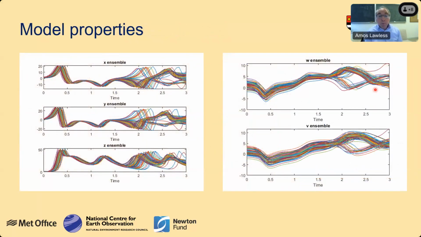Looking at just the model properties, this is an ensemble of the model systems over 3 time units, for the atmosphere variables on the right and the ocean variables on the left. And what we see is after about 1.7 time units, things begin to get very chaotic. So in order to test these methods, we're going to test over 2 long time windows: the whole period of 1.5 time units and also 3 time units, where 3 time units is definitely in a very chaotic regime.